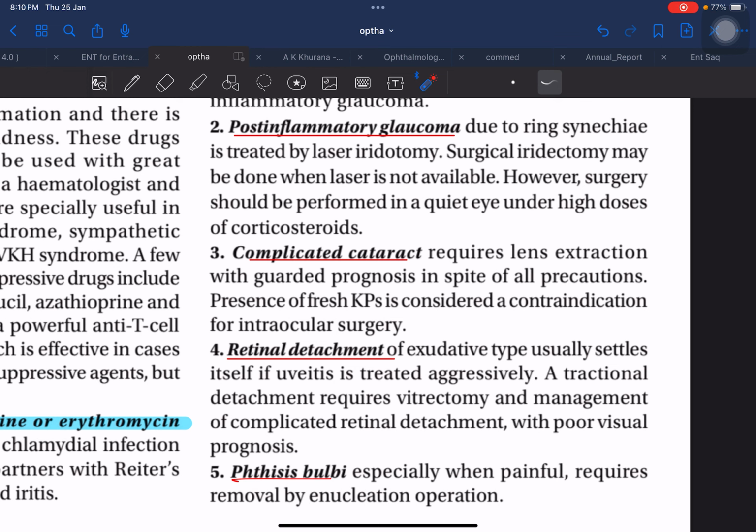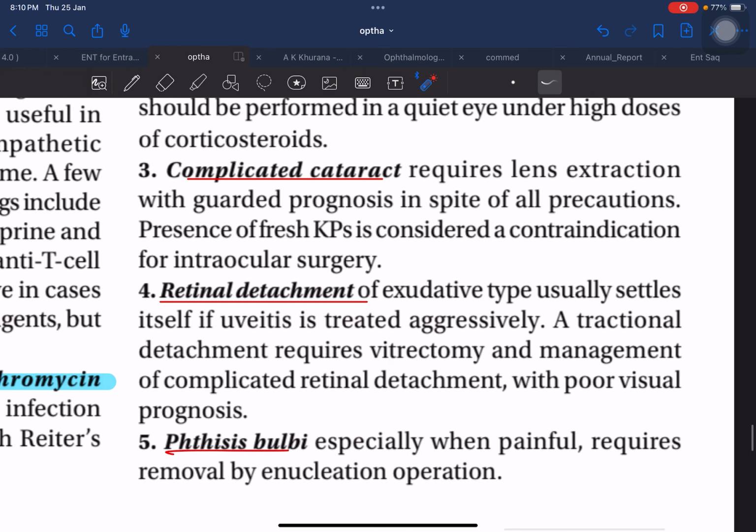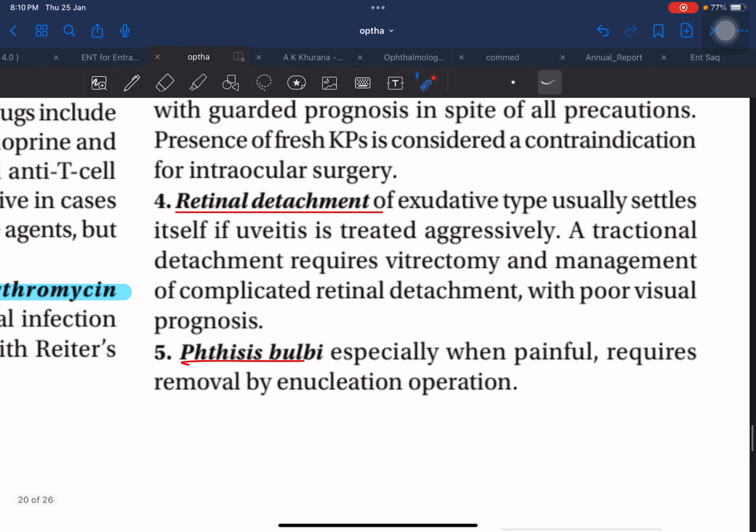So if there is keratic precipitate, we just prevent it. And retinal detachment will require vitrectomy and management of complicated retinal detachment with poor visual prognosis. Phthisis bulbi, especially when painful, requires removal by enucleation operation. So these are the treatments of several complications.